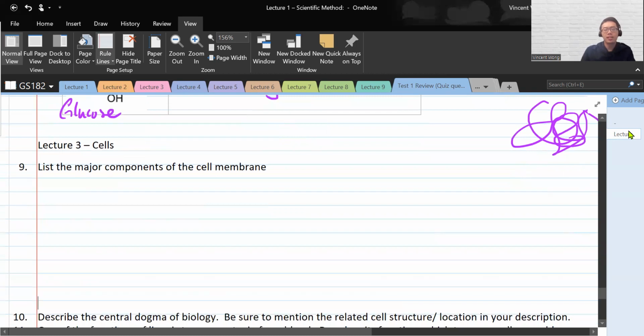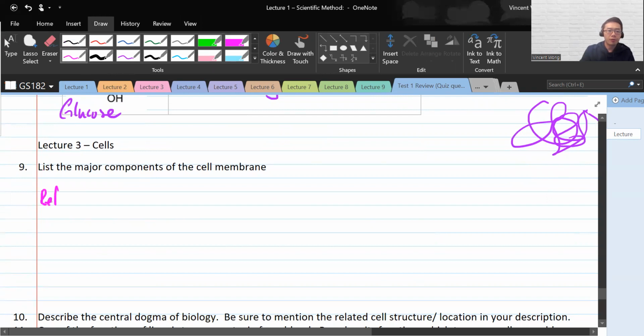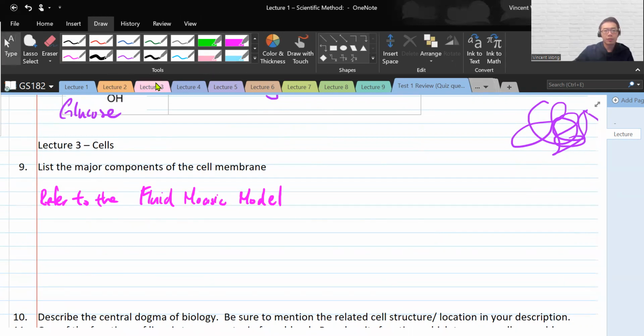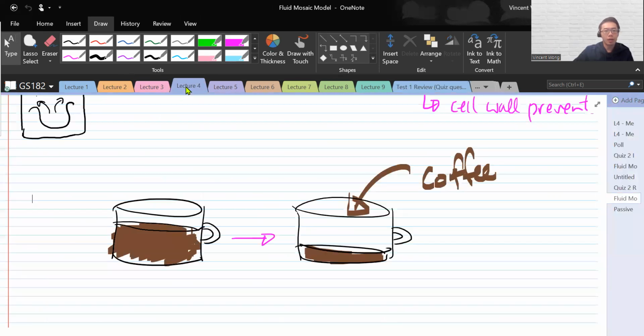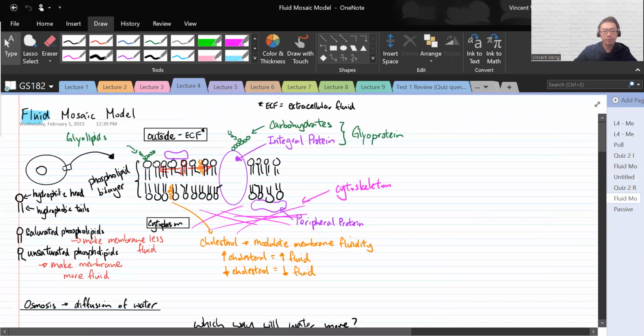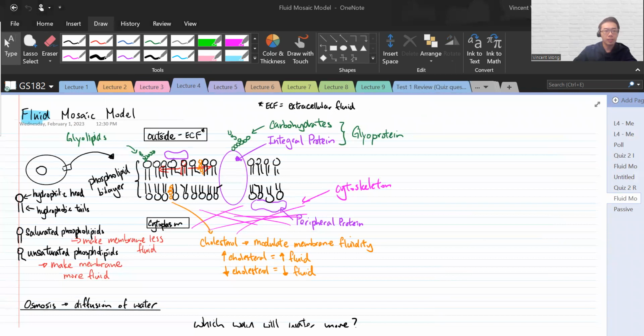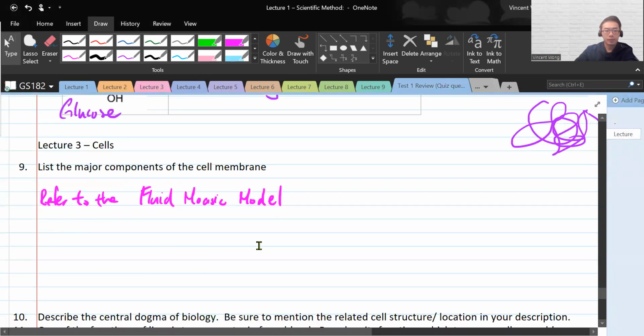All right, next. List the major components of cell membrane. We drew this out. So I'm going to say refer to the fluid mosaic model. We drew it in lecture 4. We probably still have that picture. Yeah, there. This is the fluid mosaic model, and I'm just going to copy it over for you. That's the one.